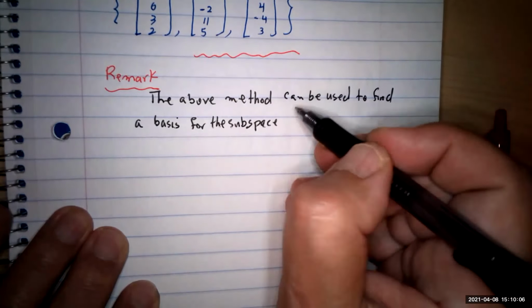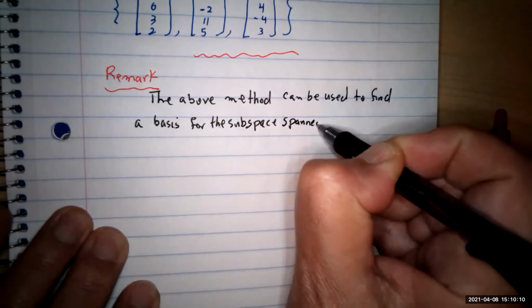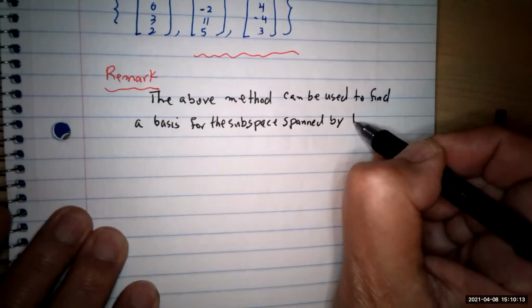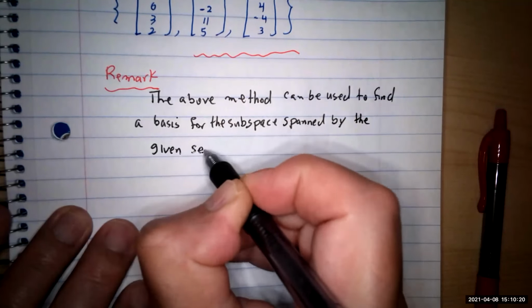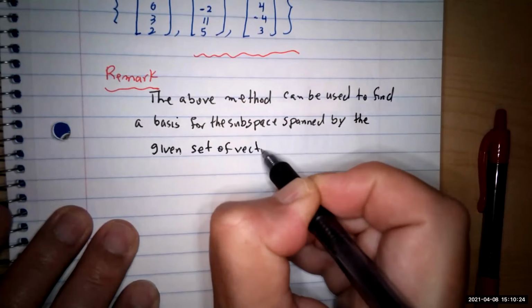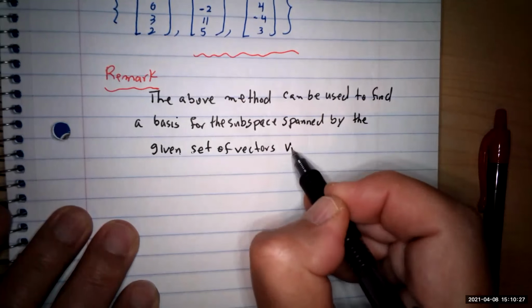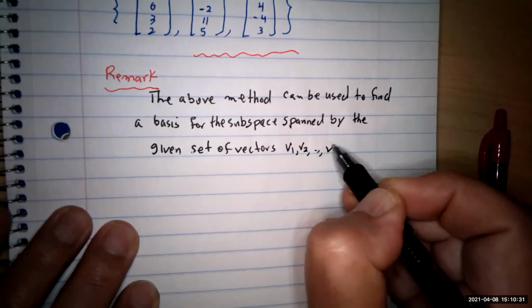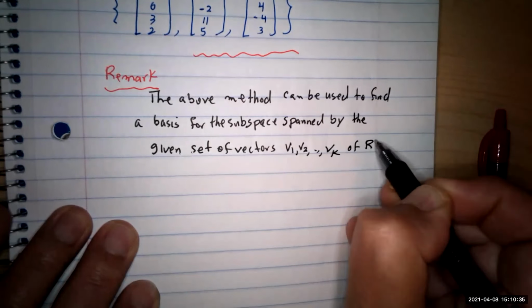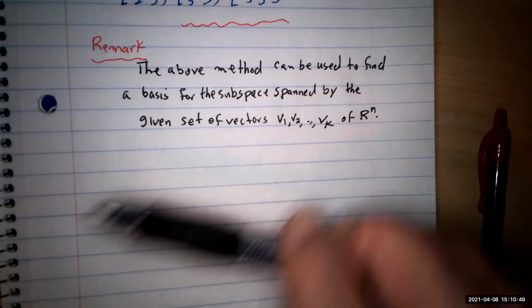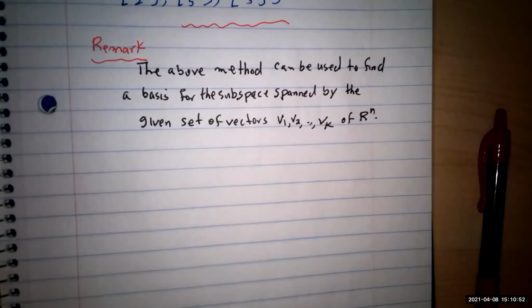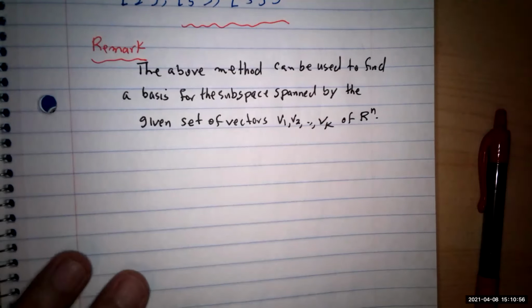For the subspace spanned by a given set of vectors, like V1, V2, up to Vk in Rn, if this is the question, we can do it with the previous method to find a basis. But what you are going to do is put these vectors as the row vectors of a matrix, and then find the basis for the row vectors. That's it. That gives you a nice result.